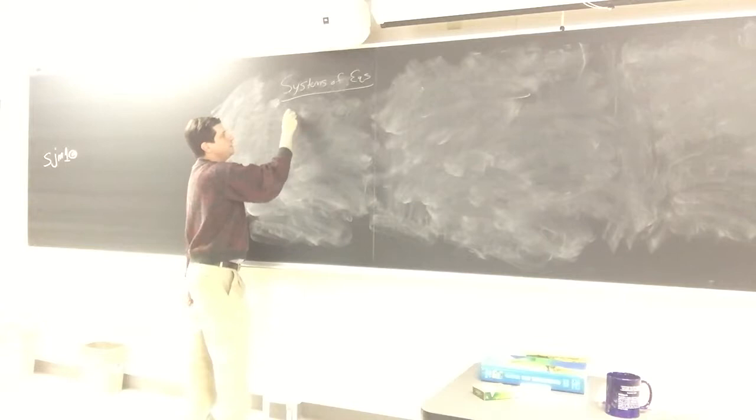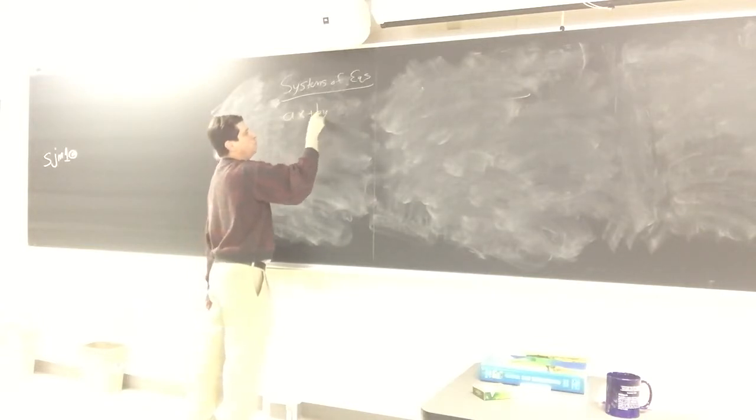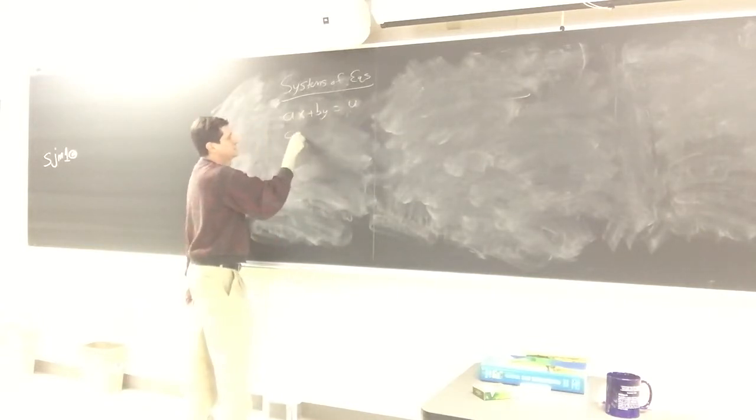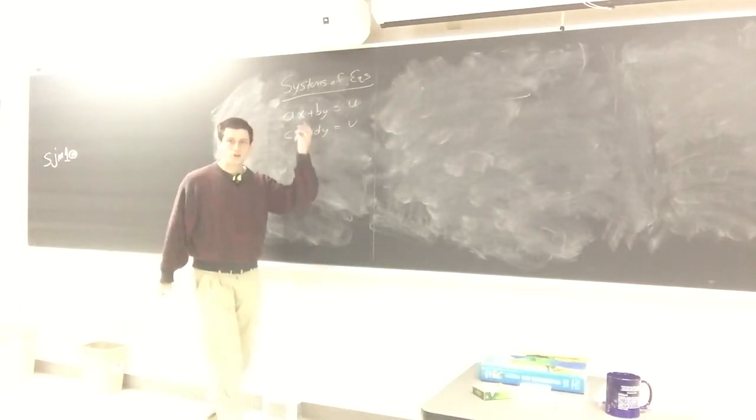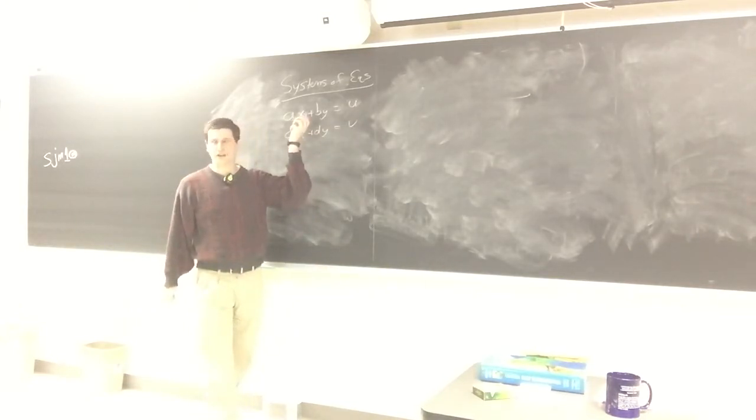So in linear algebra, you might have seen ax plus by equals u, cx plus dy equals v. And the question is, how will we solve for x and y? One way is the method of substitution. I can take the first equation, solve for, say, x in terms of y, substitute into the second, solve the second for y, and then solve back and get x.